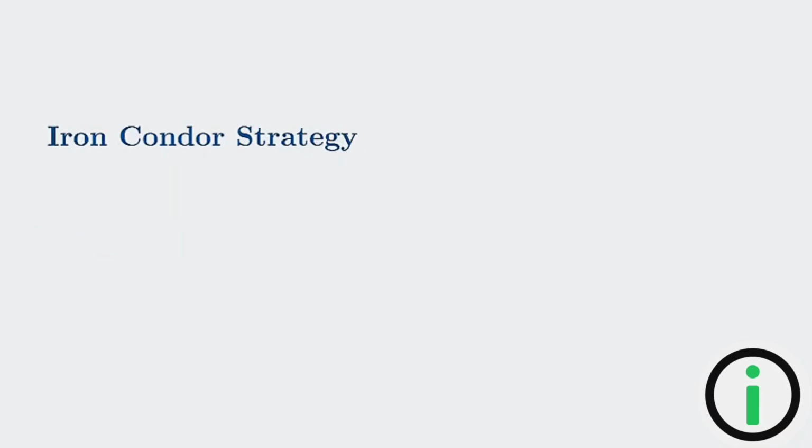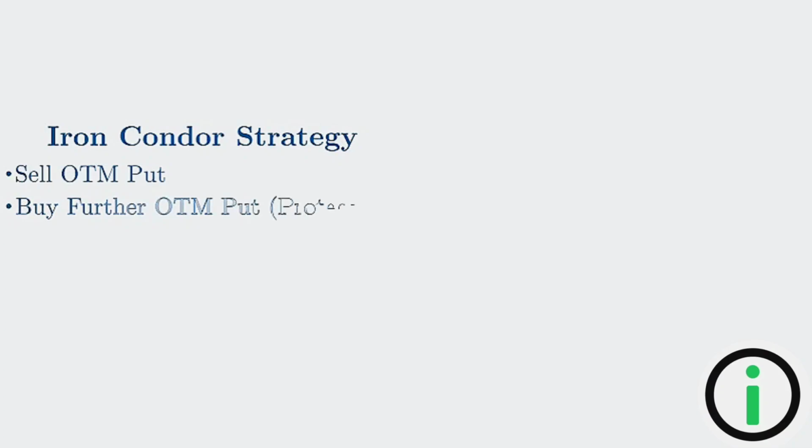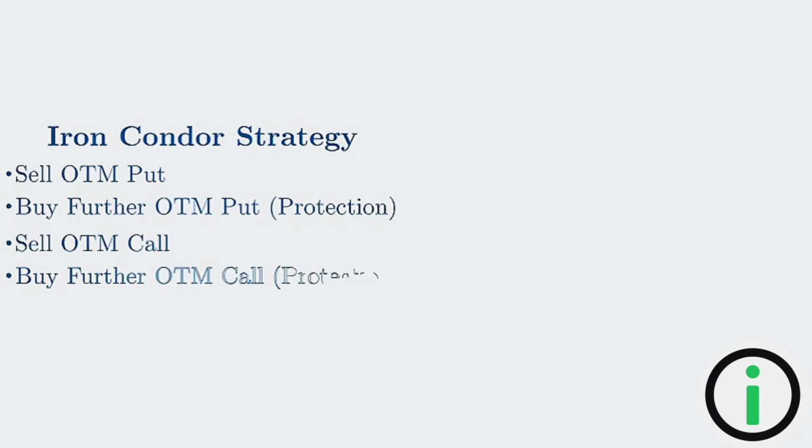Now, for many traders, the unlimited risk of a strangle is simply too much to stomach. This is where the iron condor comes in. It is essentially a short strangle with insurance or wings attached. To build an iron condor, we follow 4 steps. First, sell an out-of-the-money put, then buy a further out-of-the-money put for protection. Next, sell an out-of-the-money call, and finally buy a further out-of-the-money call for protection.